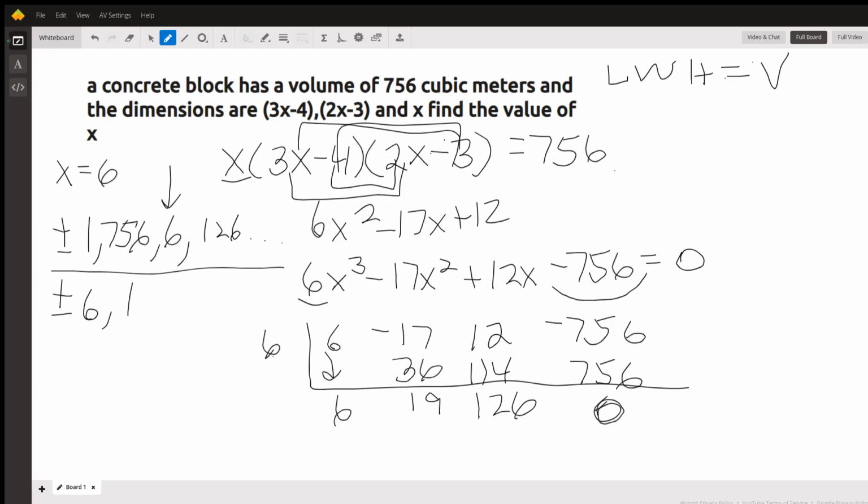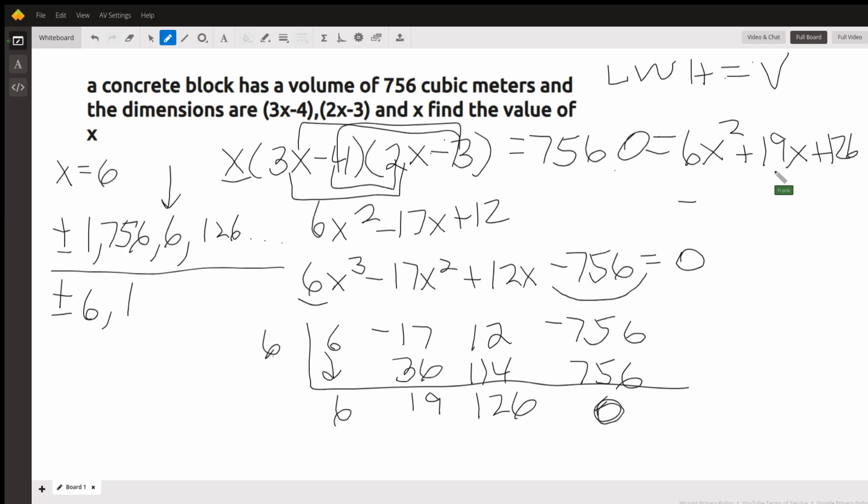I'm going to write 1 degree less. So this is going to be 6x squared plus 19x plus 126. And I'll set that equal to 0 and try to solve for x. I'm going to use a quadratic formula. 6 doesn't go into 19, so I can't divide this by anything. 19 is a prime number.